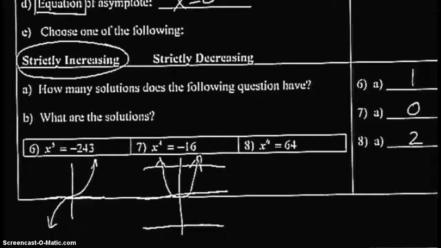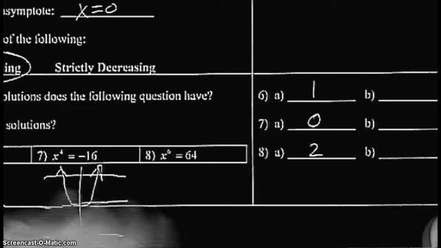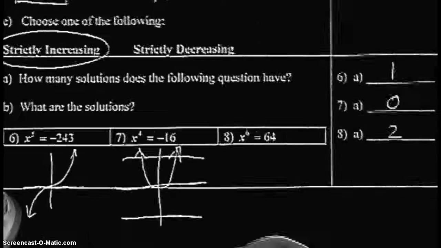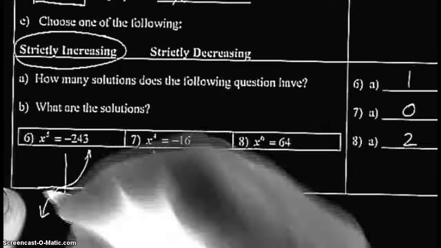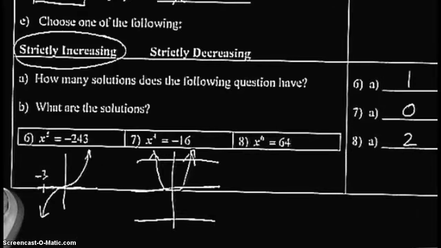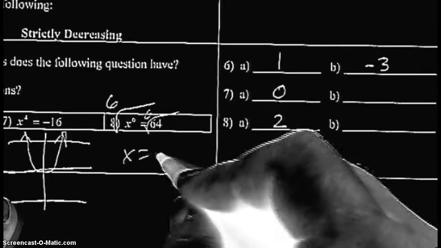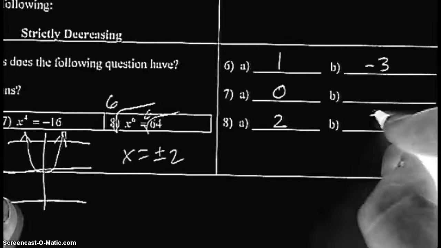So obviously, if there are 0 solutions, I can't write anything on line B. If there is a solution to this, you need to find it. This one would happen to be negative 3, right? Because if you take the fifth root of both sides, you know that that's negative 3. Taking the sixth root of both sides, right? Sixth root, we get plus and minus 2.